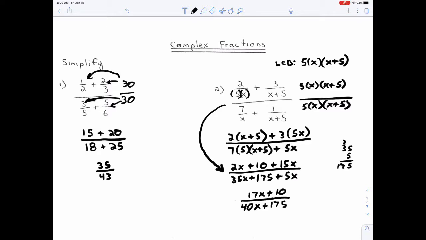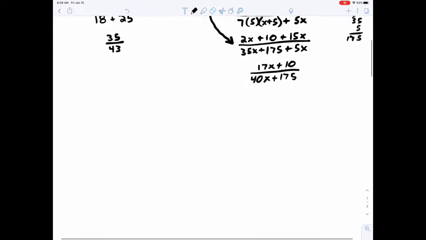Okay. So, again, the idea here is to find the common denominator. And by the way, we're finding the common denominator the same way you do it if you have just simple addition or subtraction. Okay? All right. And then you multiply top and bottom by the common denominator.